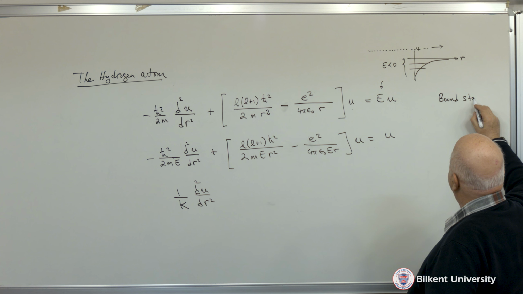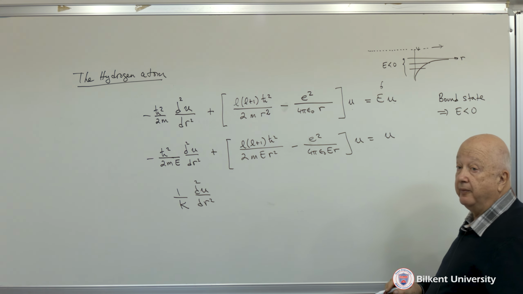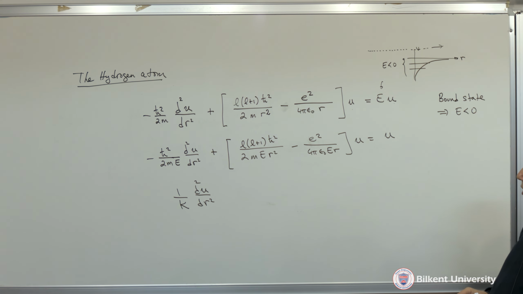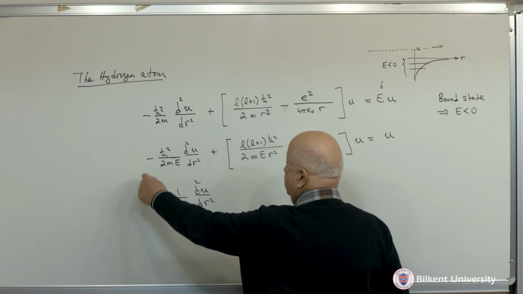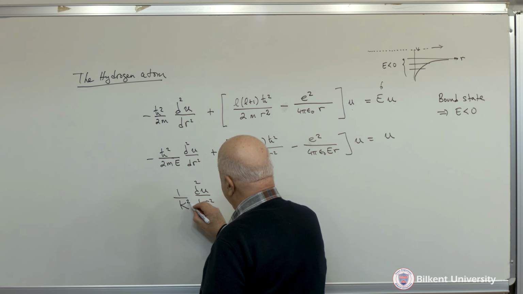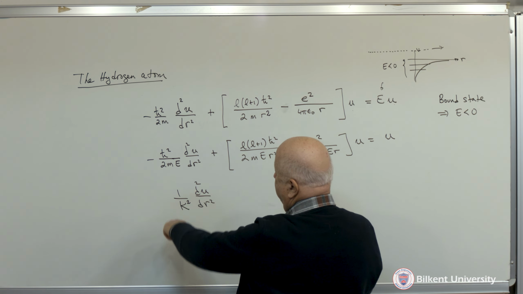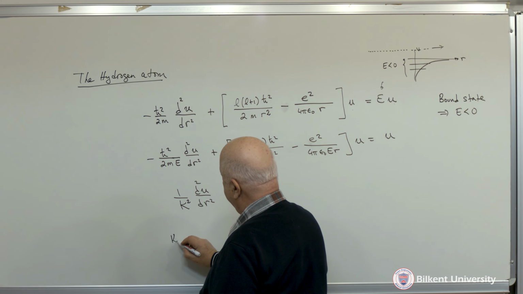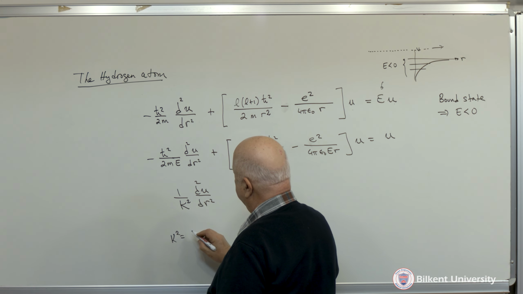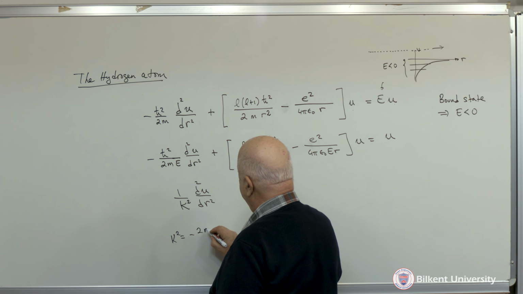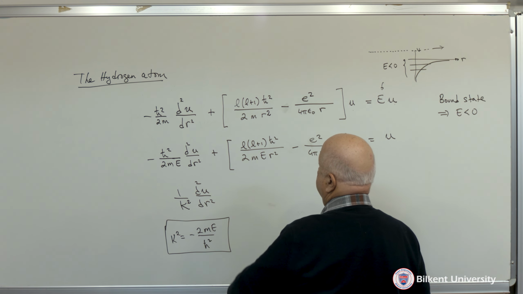Okay, so the bound state means that E is negative, E is less than 0. So this term here is actually greater than 0. So what I have done is I have chosen a k squared, which is equal to minus 2mE over h bar squared. This is something that we'll need. Okay, so if I do that, that's what I get.